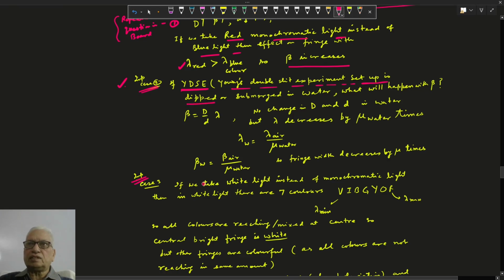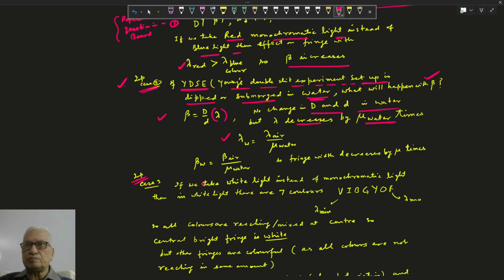So if we dip or submerge the apparatus in water, then what will happen to the fringe width? If the whole apparatus is submerged in water, then what about beta? Beta is given by D lambda by d. Capital D and small d have no change. By immersing in water, what changes? But the wavelength will definitely change. It decreases by a factor of mu of water. So lambda in water will be lambda in air upon mu of water. So beta in water will be beta in air upon mu of water. So the fringe width will decrease by a factor of mu.